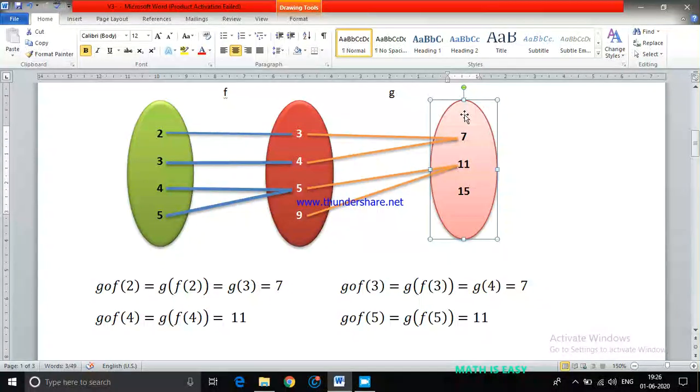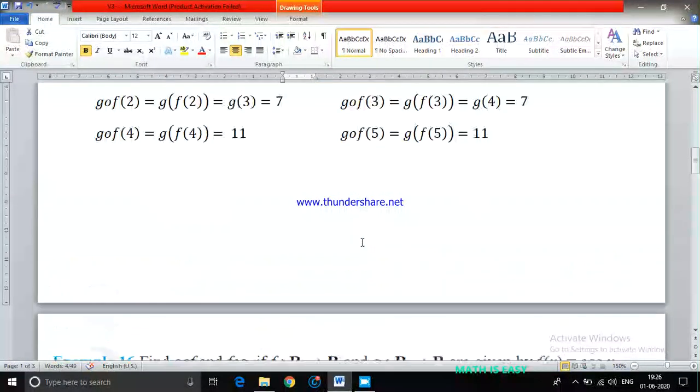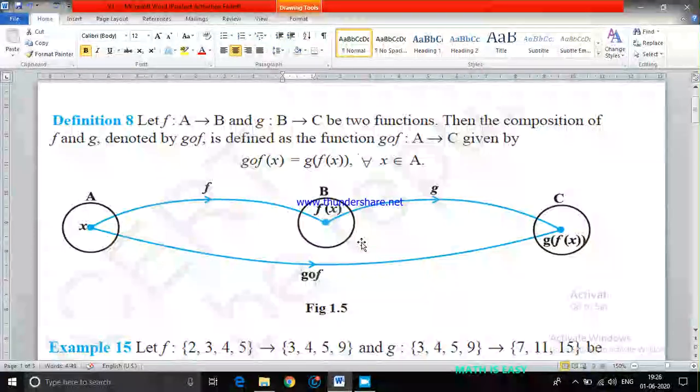So g o f has nothing to do with the set B. Of course, g is defined on B only. So this is the example of a composition of functions. Hope you understand what composition of a function is. Composition is the function which is defined on two sets, so two functions f and g, where the domain of g will be the same as the codomain or range of f.